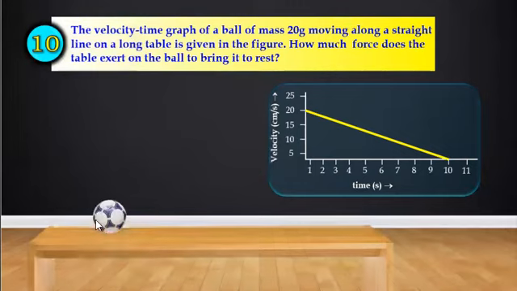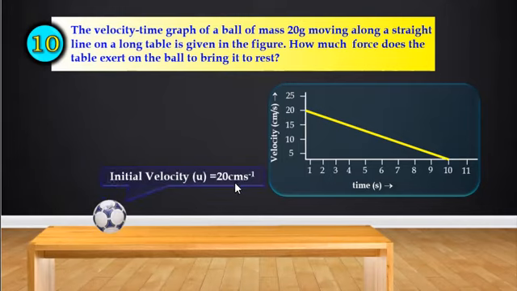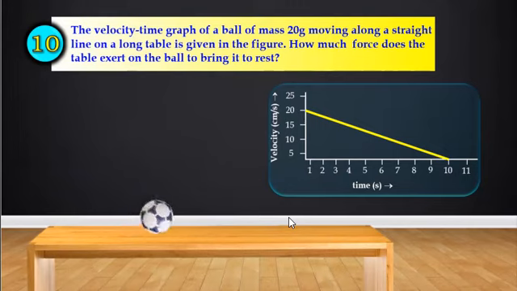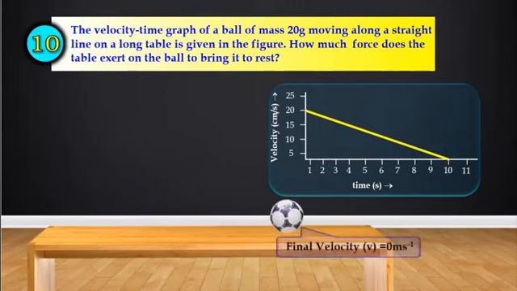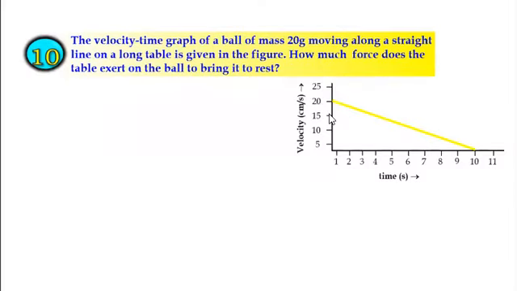Okay, mass of the ball is 20 grams. And what is the initial velocity of the ball? Initial velocity is 20 centimeter per second. Is it right? Then what is the final velocity of the ball? It is 0 meter per second, or 0 centimeter per second as well. You can write in both. Now, our question, force of friction is equal to how much? Okay, look at the velocity time graph.